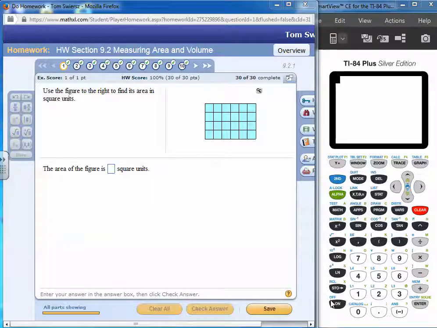Okay, we're going to solve some homework exercises from section 9.2, measuring area and volume. Let's look at question number 1. Use the figure to the right to find its area in square units.